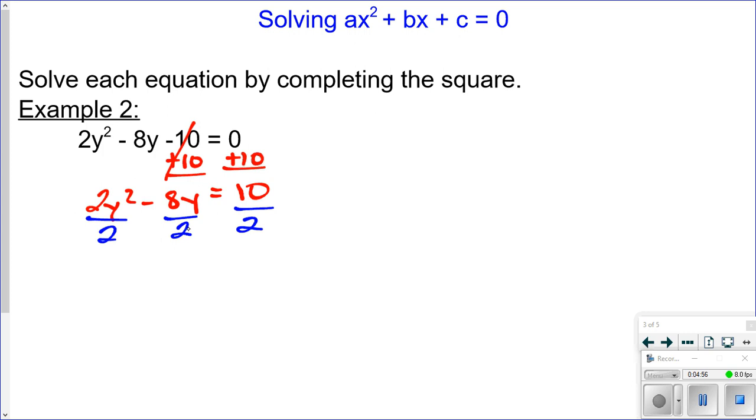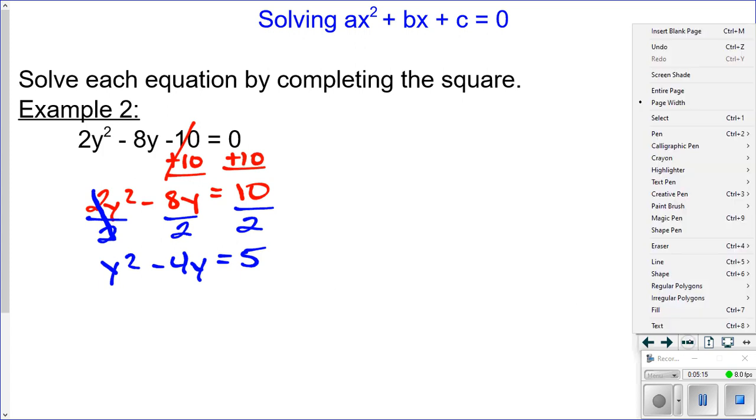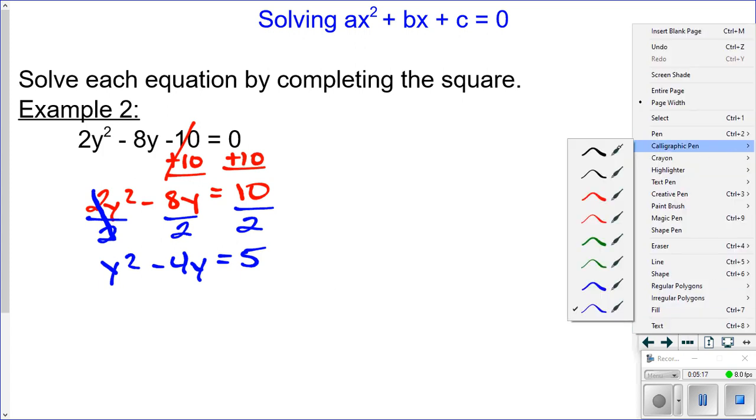A lot of times students will forget to divide the 8y by 2. So those cancel each other out, simplifies to just 1. So that leaves me with y squared minus 4y equals 5. And now I have a problem just like the first example that we did. So we're going to proceed just like we did there.